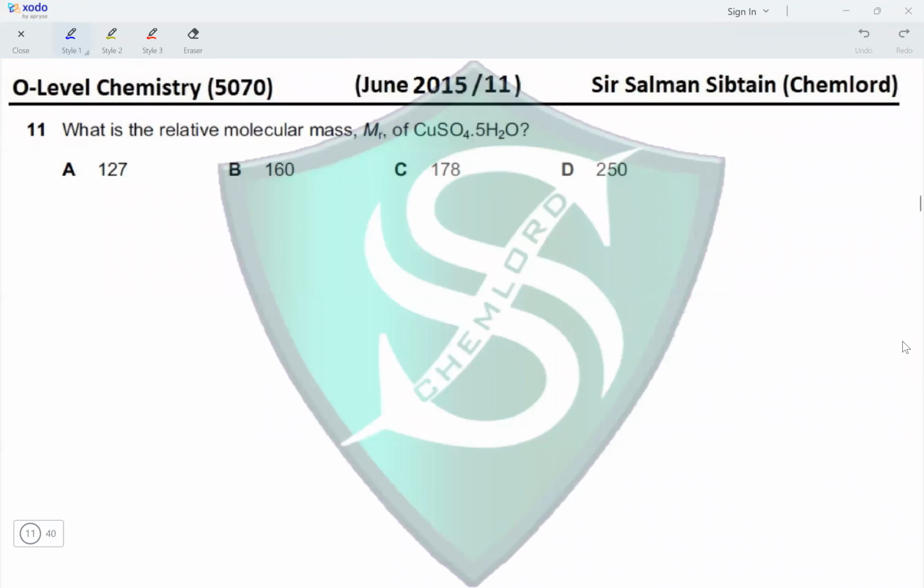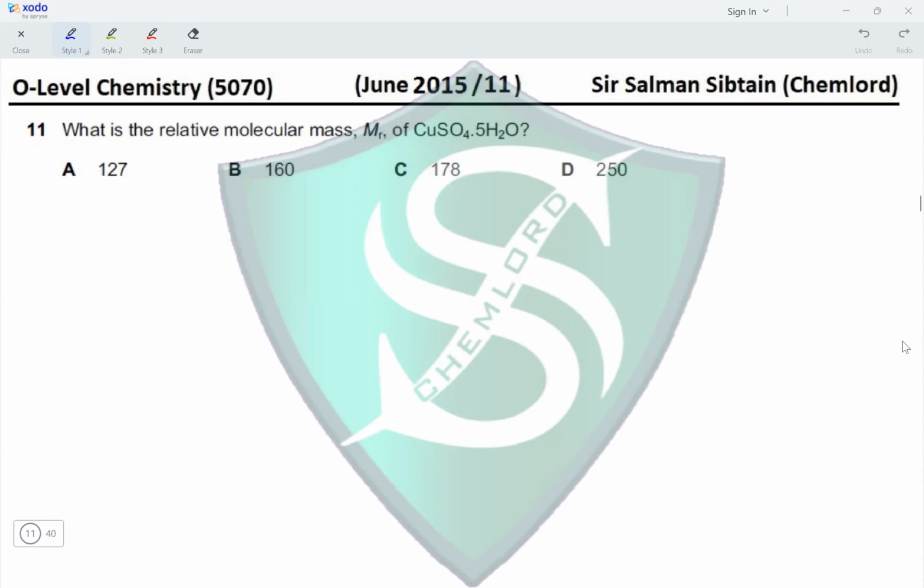Hi guys, this is O-Level Chemistry, paper 11, June 2015, question 11. What is the relative molecular mass Mr of CuSO4.5H2O? So all we need to do is add up the Ars of all the atoms present.